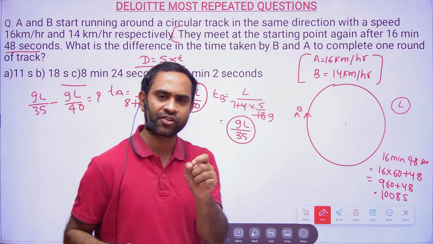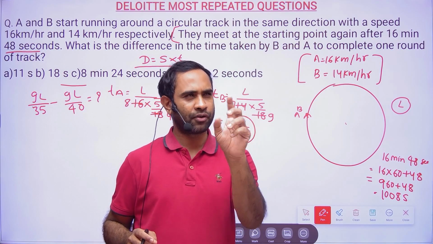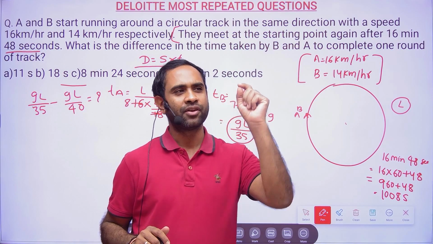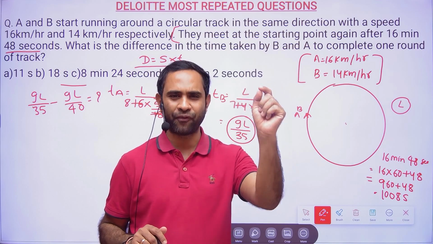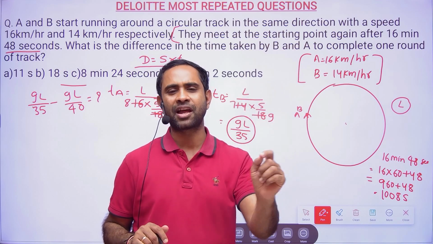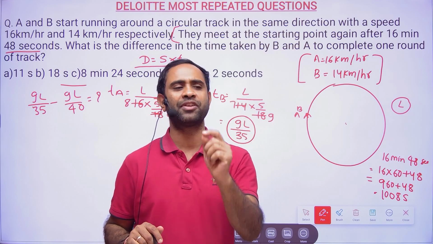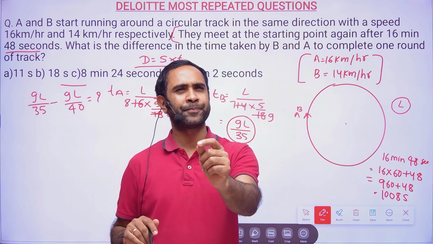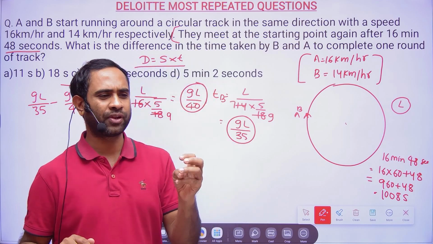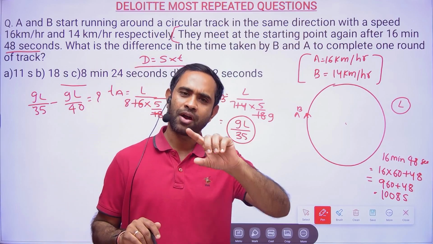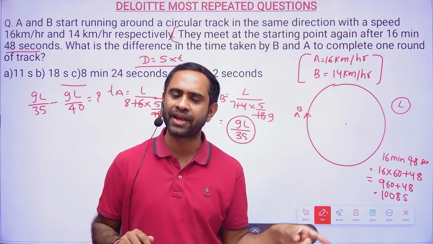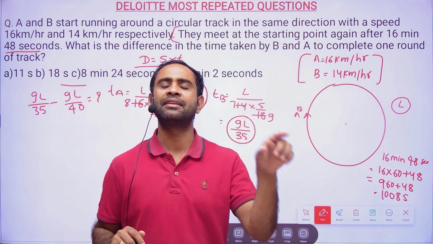See a similar question, one more question I will do: traffic light. A red light appears after every 5 seconds, a green light appears after every 10 seconds, and a yellow light appears after every 15 seconds. So yellow, red and green, at what time will they blink together? So what we do, we take the LCM of the time.